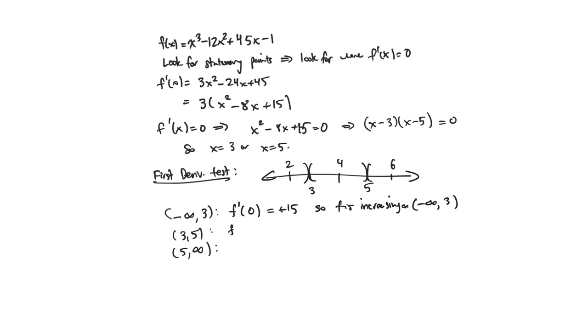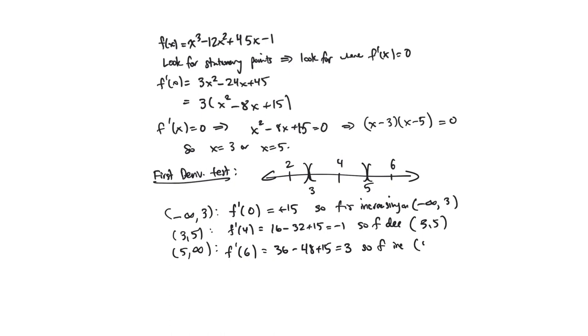Okay, and then we'll do likewise for the other two points. I can't cheat with 4, unfortunately. So I'd get 16 minus 32 plus 15, which is negative 1. So f is decreasing on 3 to 5. And then finally, f prime of 6, I would have 36 minus 48 plus 15. That is, let's see, 51 minus 48 is 3. So f is increasing on 5 to infinity.